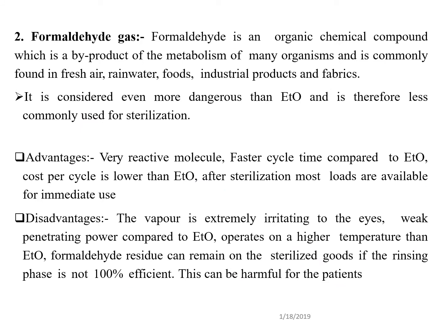Now the second gas used for sterilization is formaldehyde gas. Generally the procedure of using formaldehyde as a sterilizer is called fumigation. Formaldehyde is an organic chemical compound which is a byproduct of metabolism of many organisms and is commonly found in fresh air, rainwater, foods, industrial products and fabrics. It is considered even more dangerous than ETO and is therefore less commonly used for sterilization.